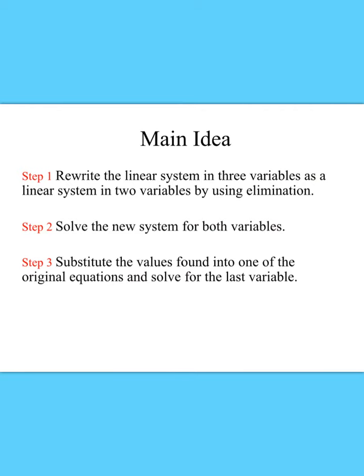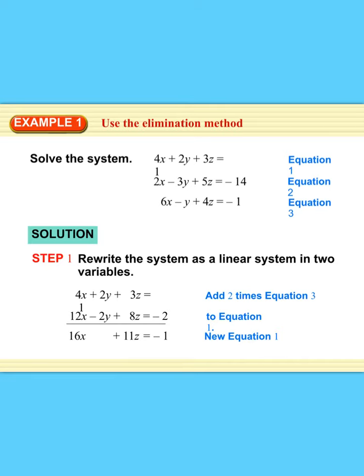So the key concept for solving these types of systems is to eliminate one of the variables in two of the equations. That way we'll have two variables in two equations, and we know how to do that from section 3.2. So that ties us into the second step, which is solving for both of those variables and then substituting those values into one of the original equations and solving for the last variable. Alright, let's see just how that will work.